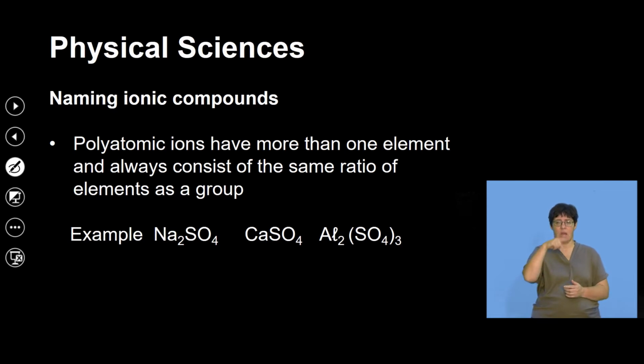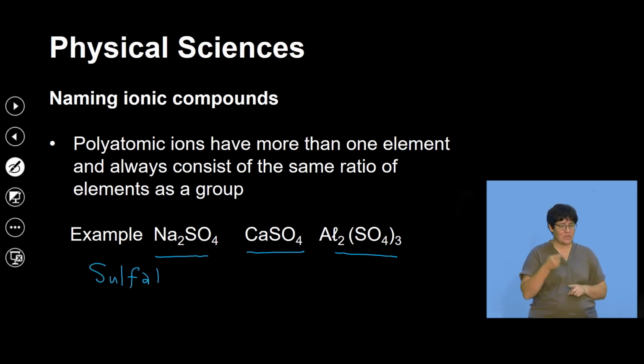Then when we talk polyatomic ions, we're talking about ions that have more than 1 element, and they always consist of the same ratio of elements as a group. Say, for argument's sake, these 3 ionic compounds: sodium sulfate, calcium sulfate, aluminium sulfate. There's something very common in these ionic compounds, which is that all of them are sulfates, okay? Now, how did you arrive at that? Why are we saying that they are sulfate? Because all of them contain this polyatomic ion. Polyatomic means it consists of more than 1 element, okay?